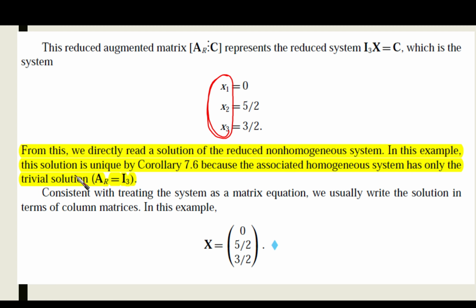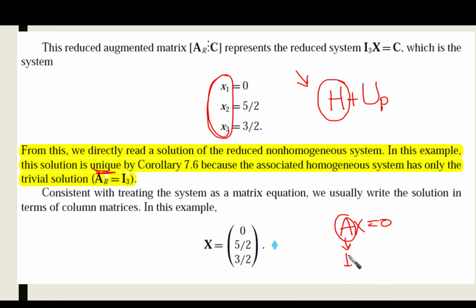In this example, this solution is unique. Why is it unique? Because do you remember when we said that the general solution is going to be H plus UP? Here, H is the solution of the associated homogeneous equation. What is the associated homogeneous equation? AX equals 0. But when we reduce this A, we found that it gives I3 times X equals 0.